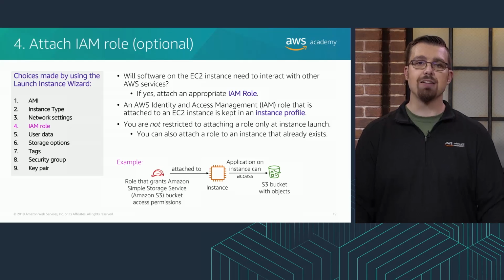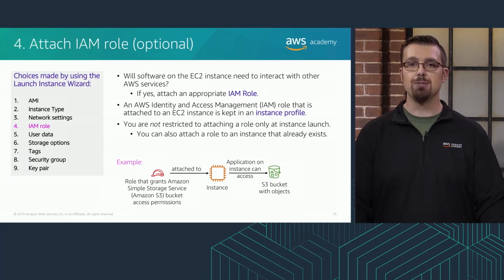An instance profile is a container for an IAM role. If you use the AWS Management Console to create a role for Amazon EC2, the console automatically creates an instance profile and gives it the same name as the role. In the example, you see an IAM role is attached to an EC2 instance to grant permissions to an application that runs on that instance. The application must access a bucket in Amazon S3. You can attach an IAM role when you launch the instance, but you can also attach a role to an already running EC2 instance.